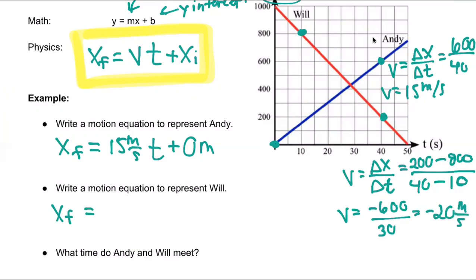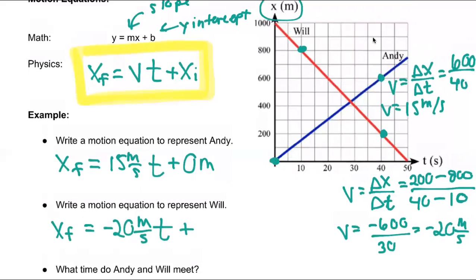So instead of writing v, I can write negative 20 meters per second, and I'm going to leave t in there, just like in math class we leave our x and our y's in there. Now for Will, we get a positive intercept because Will actually starts the graph up here. So we get a plus 1,000 meters. 2 questions left, bear with me, you're doing great.